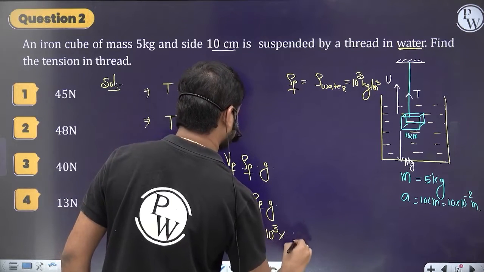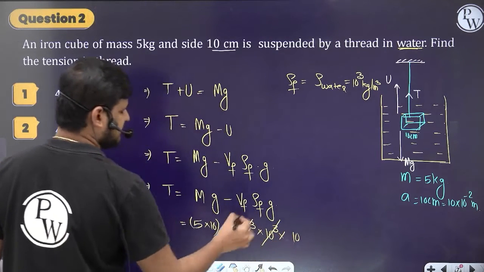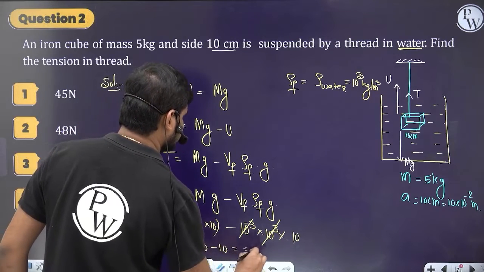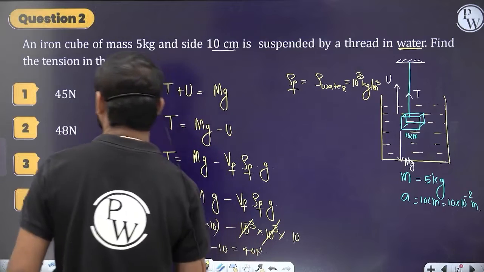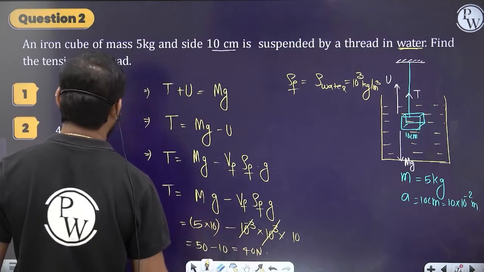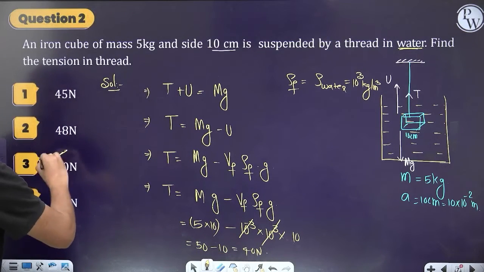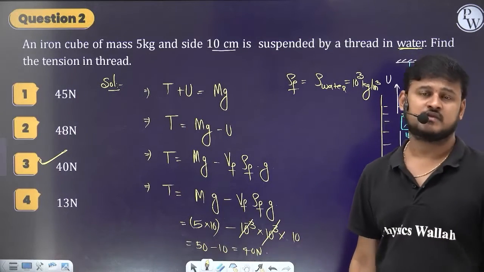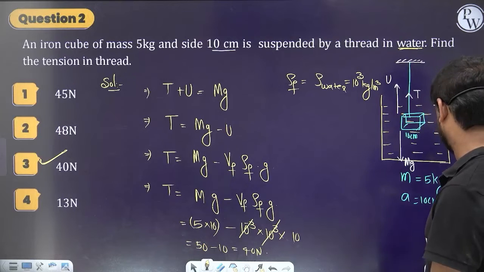The g value you also substitute as 10. So 10 to the power minus 3 plus 3 gets cancelled. So this is 50 minus 10, which is 40 newtons. So the correct option is 40 newtons. Option 3 is the correct one, guys. Done? Everyone? Clear? Simple question again.